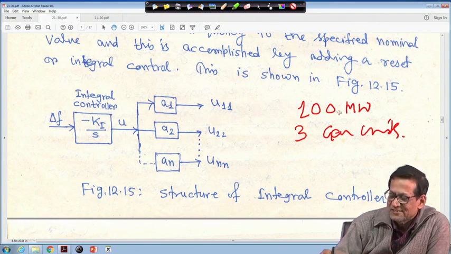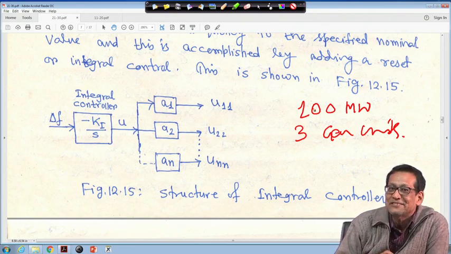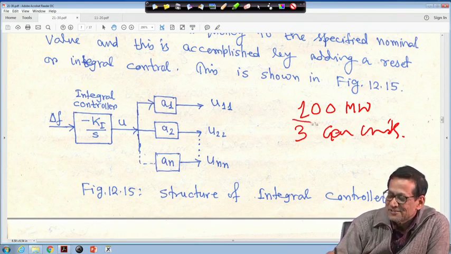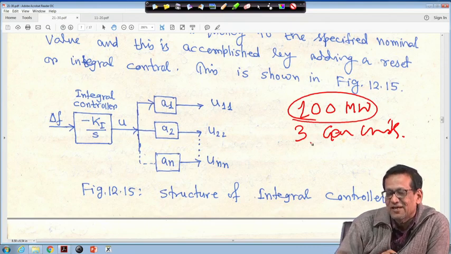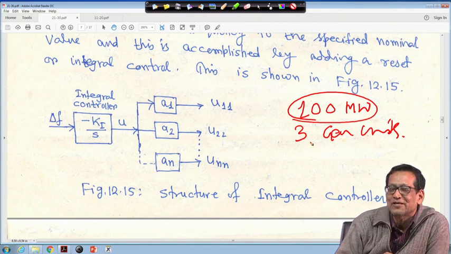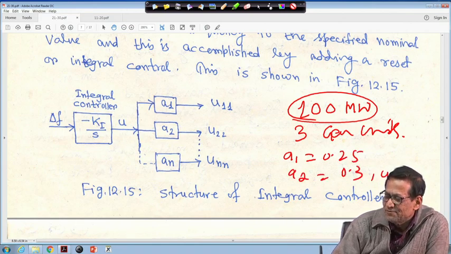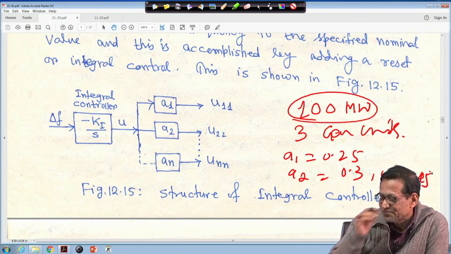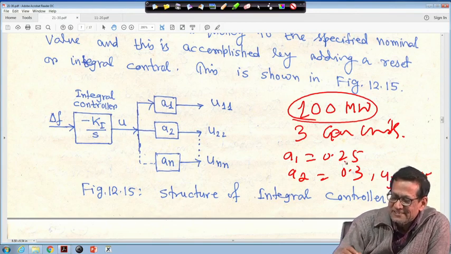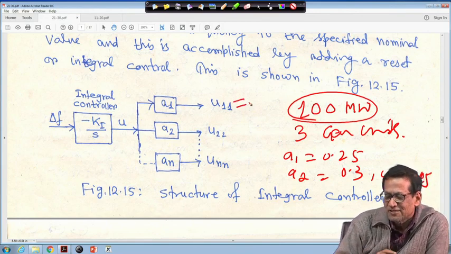Now, this will not be considered in this course, but this is where economic load dispatch comes in. Suppose you distribute this 100 megawatt among these 3 generators such that your fuel cost will be minimum. For example, suppose in this case A1 comes to 0.25, A2 comes to 0.3, then A3 will be 0.45.